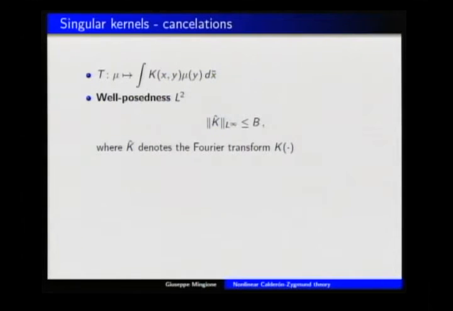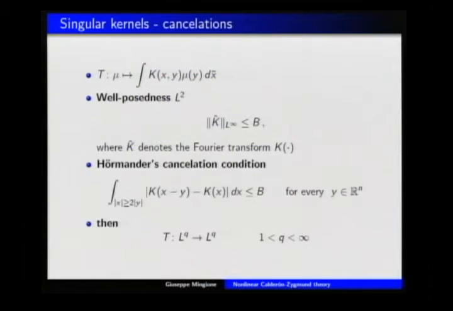You do not need things like the T1 theorem or the Tb theorem by David-Journé and Semmes, whatever. These were eventually developed later, essentially when you do not have the initial tool. But then this is well posed. And here is where you use Hörmander cancellations. You see that if you have an absolute value here, you cannot integrate. But if you consider this guy, then this is finite, and this is finite at every scale, as you can see.